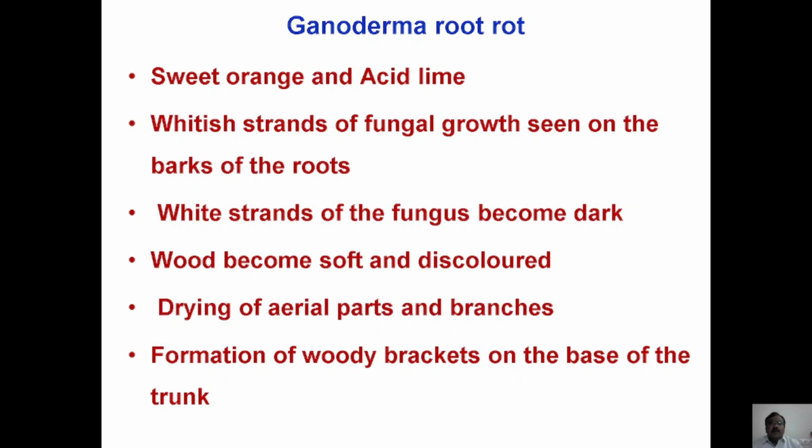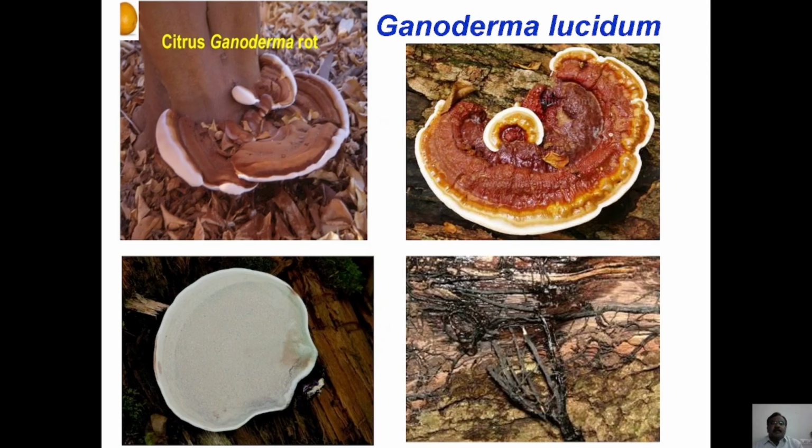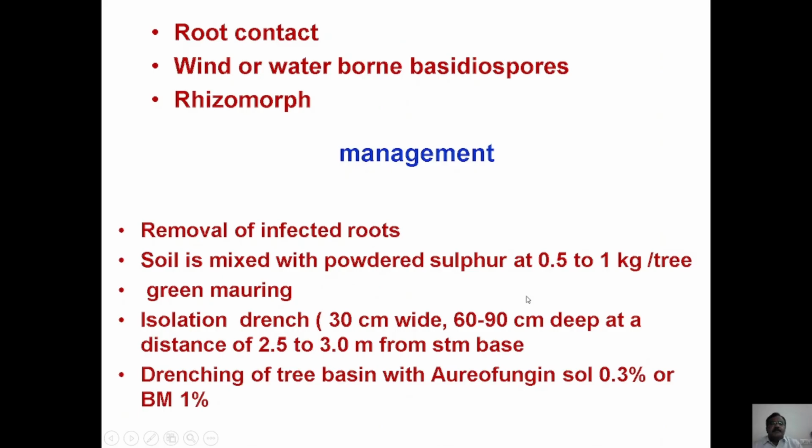During the rainy season, at the base of the infected plants, the fungal pathogen is known to produce woody brackets or fructifications. This is the typical fructification produced by the pathogen Ganoderma lucidum on the infected plants.